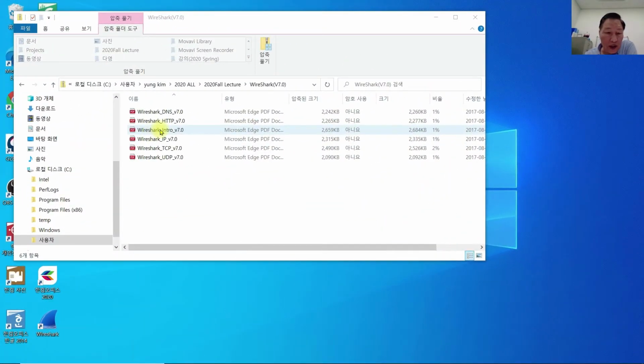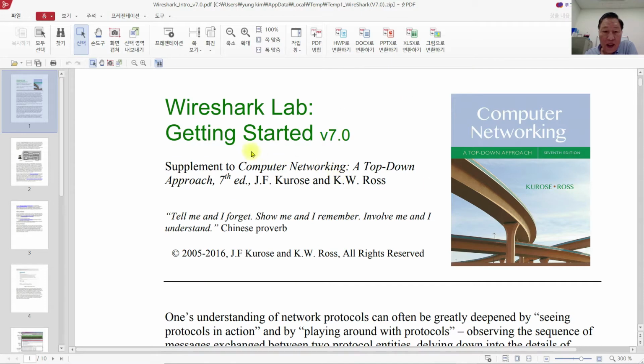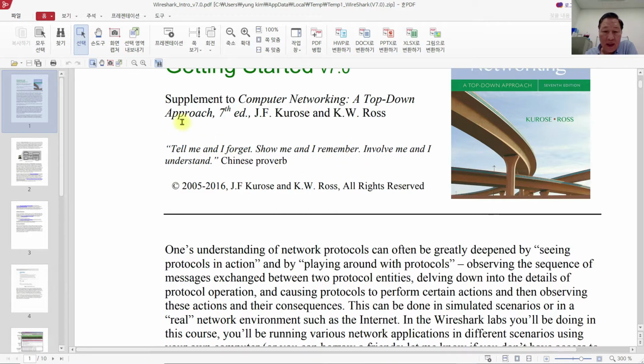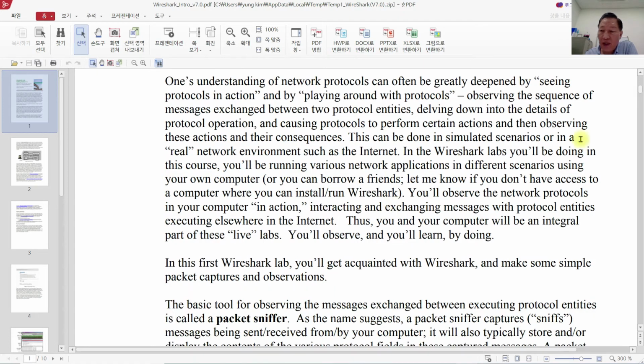From these contents, Wireshark introduction is the first one. Among these 6, actually 5 will be assigned, as I explained already. This one is the first one. Let's look at this one first. Here, this one is the first Wireshark Lab assignment. Try to understand this one.